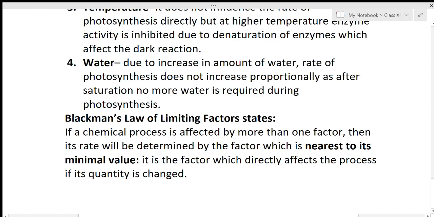If many factors are affecting photosynthesis, then the factor which is at the minimal value, that value will affect the rate of photosynthesis. Okay, so that factor actually decides the rate of photosynthesis. If a chemical process is affected by more than one factor, then its rate will be determined by the factor which is nearest to its minimal value. The factor whose value is lower will determine the rate, and it is the factor which directly affects the process if its quantity is changed.